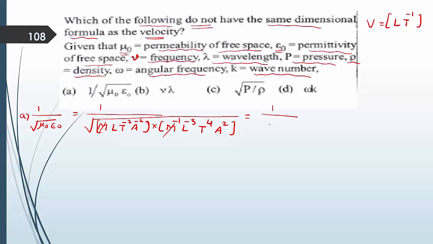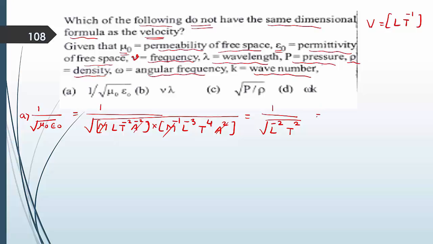1 minus 3 means how much? Root of L raised to minus 2. Then t raised to minus 2 plus 4. Minus 2 plus 4 will be t raised to 2. Then a raised to minus 2, a raised to plus 2, they will get cancelled. So what we got now? L raised to minus 2, t raised to 2.